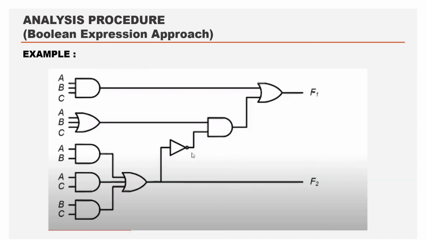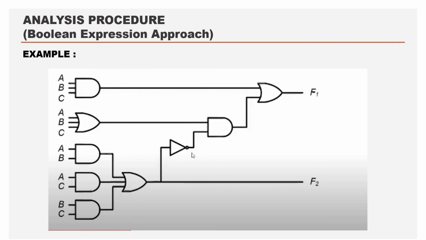Let us now apply the above four steps mentioned in the previous slide. In this example, we are given this circuit and we have to find the functionality of this circuit. We have three inputs, that is A, B, C, and we have several logic gates given to us. We have to find the outputs level by level. There are five levels in this case. This is the first level, second level, third level, fourth level, and the fifth level.